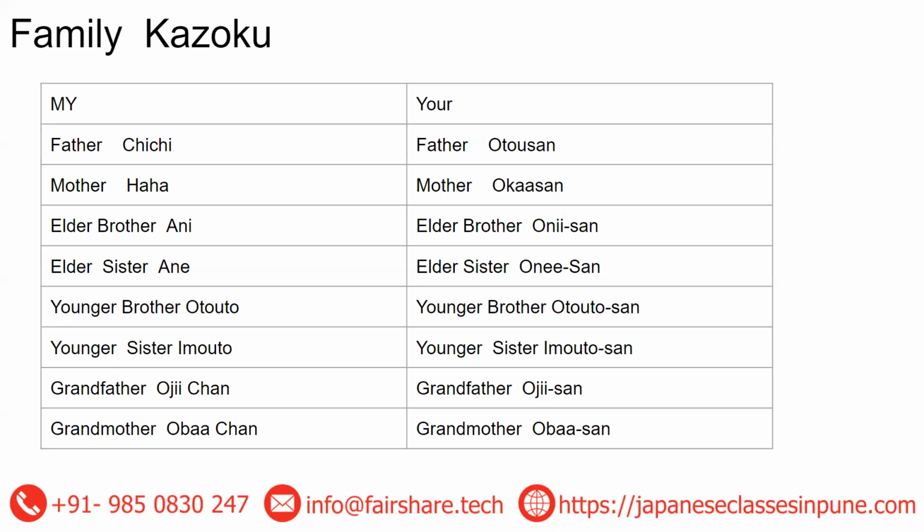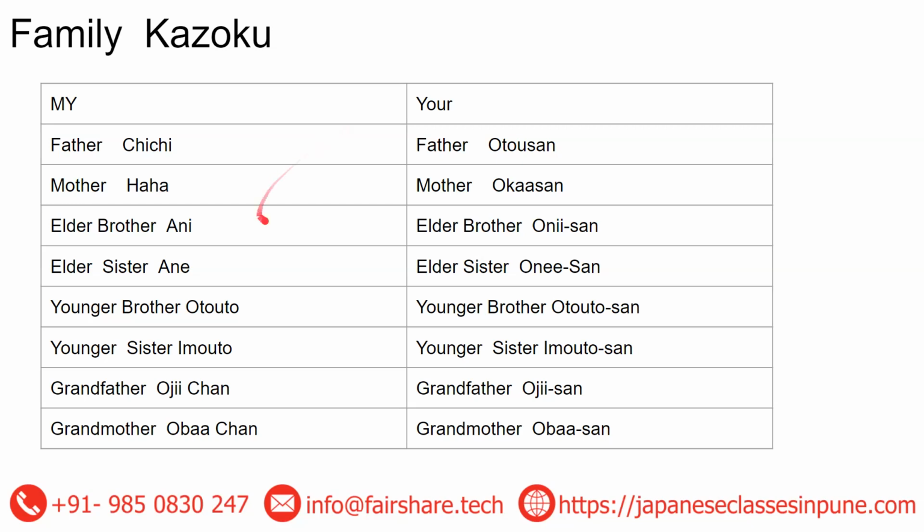My father is Chichi. Chichi. Someone else's father, that is your father, is Oto-san. Oto-san. Now, if you notice, I'm stretching the O sound a little. I'm elongating the sound. That is Oto-san. And I'm not saying Oto-san with a short sound.